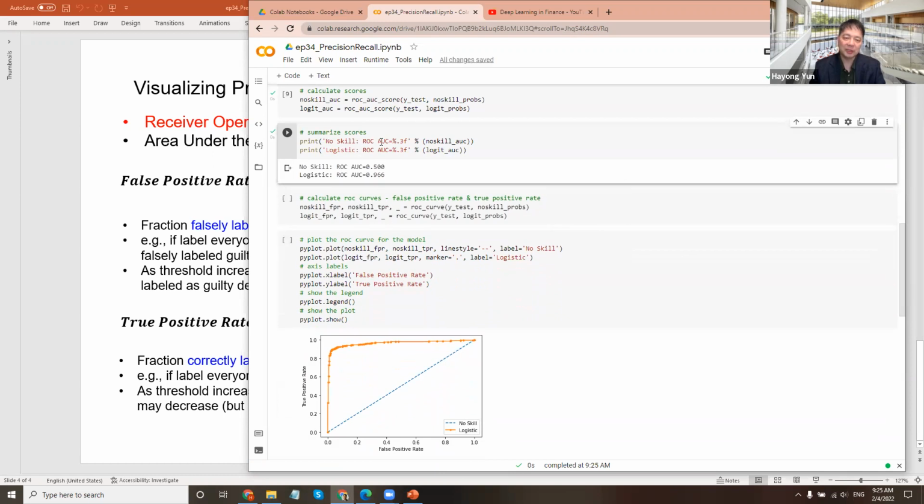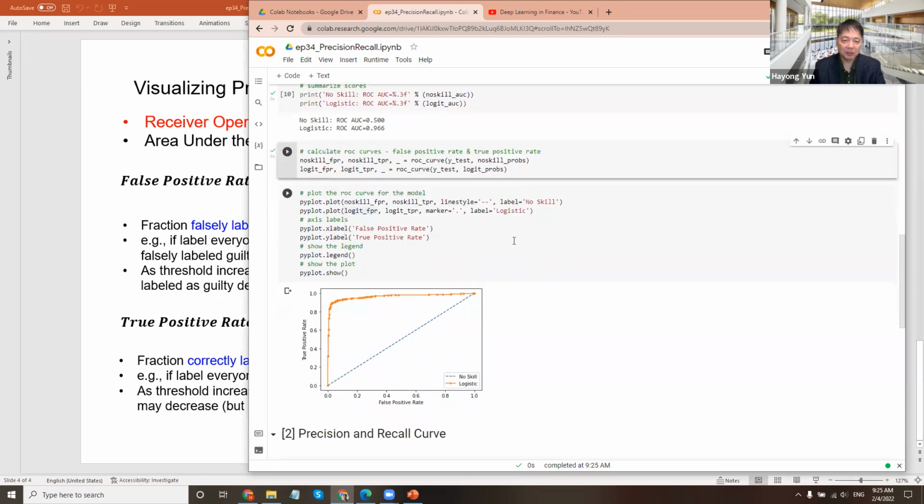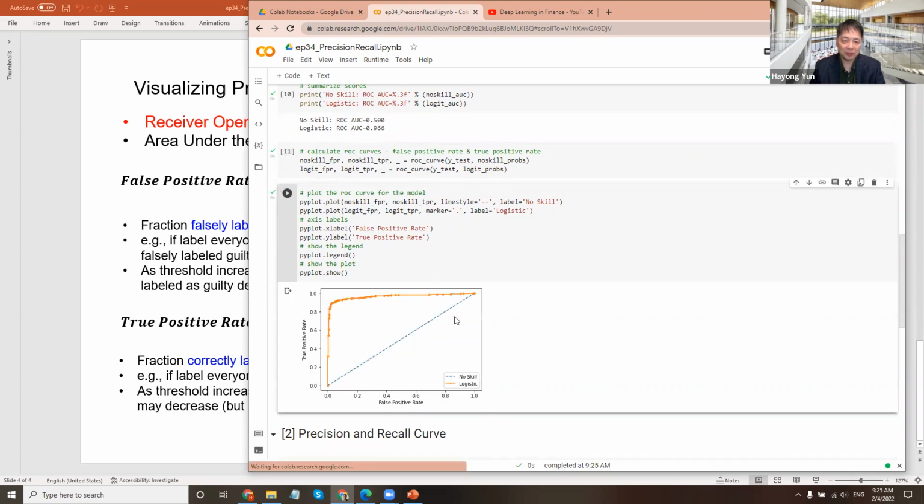So AUC, you can see, is a measure of this curve. And now calculate the ROC curve, the false positive rate, and true positive rate, okay, to draw an ROC curve. And then we can plot them, isn't it? So you can plot the true positive and false positive rates and the random. So here's the random curve, the no skill, and here's the logit model's true positive and false positive rate.